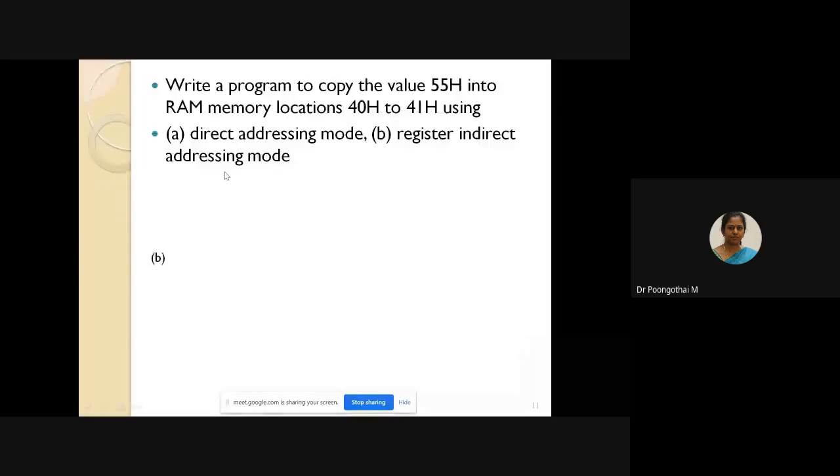Please note down the homework problem. We will discuss the answer in the next class. It's an addressing mode related problem.